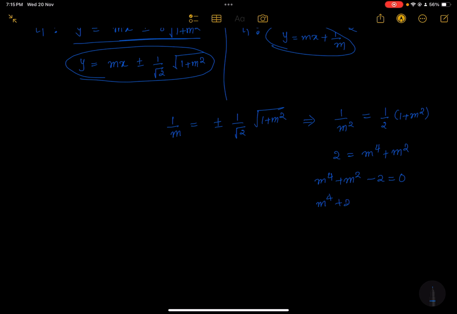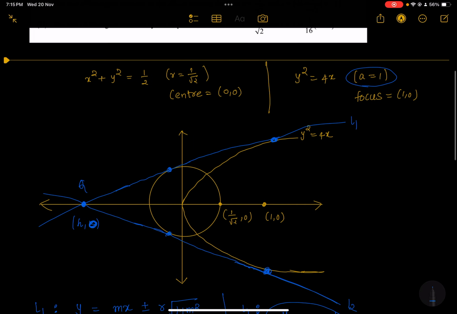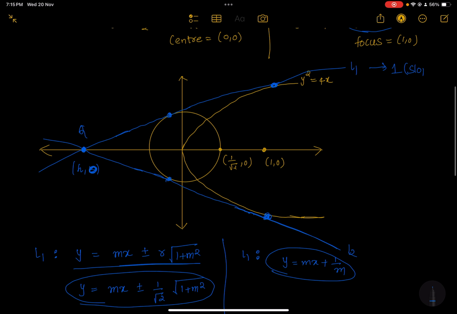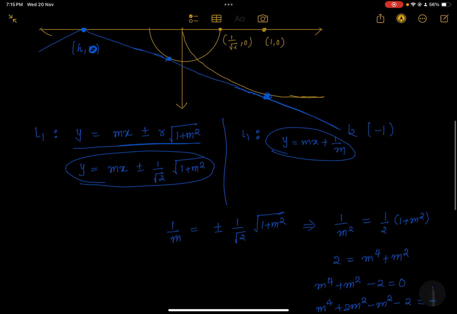m power 4 plus 2m square minus m square minus 2 is equal to 0. m square into m square plus 2, minus 1 into m square plus 2, is equal to 0. m square plus 2 cannot be 0. So m square minus 1 equals 0, m is equal to plus or minus 1. So we found that the slope of L1 is 1 and the slope of L2 is minus 1.